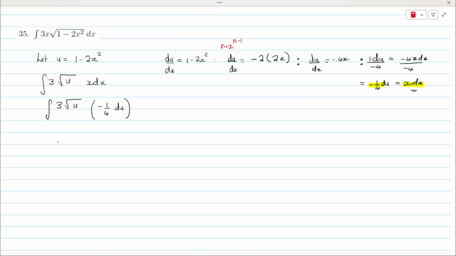After this, I can move this constant outside the integration sign. So this becomes negative 1 over 4 times the integral of 3 root u du. Okay, so now this tells me that I need to evaluate what's inside here.